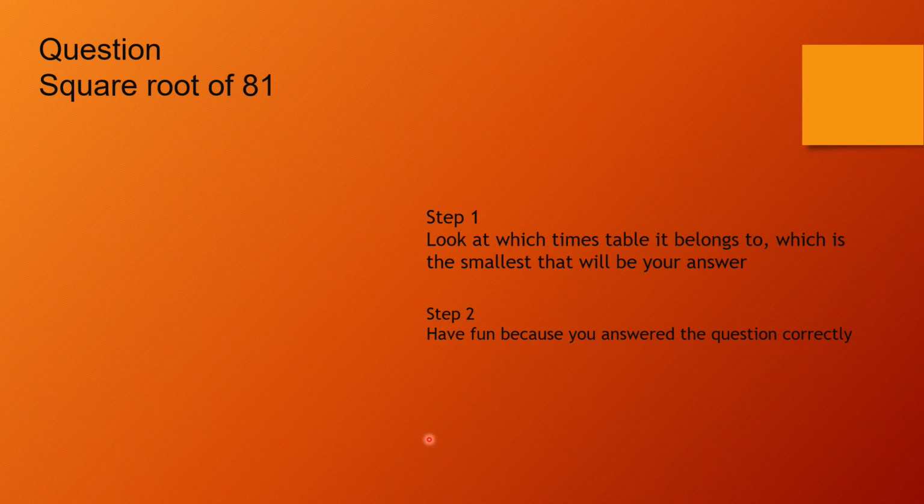Let's move on to another question. So, step 1. Look at which times table it belongs to. Which is the smallest? That will be our answer. I know my square roots and I memorized them, so I know this answer. 9. Because 9 times 9 is 81.